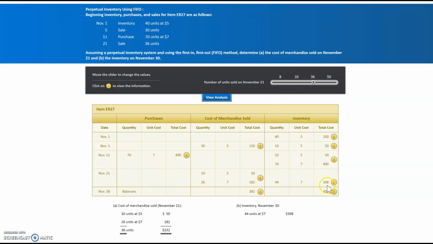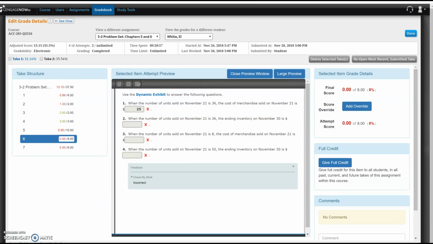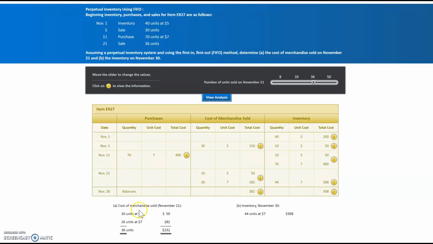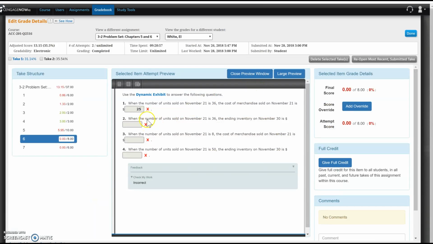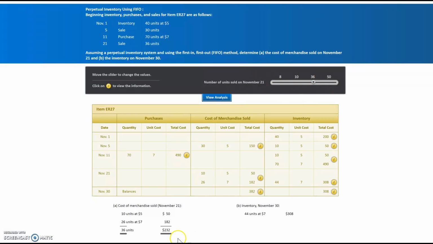And so we see the cost of merchandise sold, see this down here in A? They tell us it's 232. So that's what you'll put right here. And then right here, when it tells you in part 2, the number of units sold is 36, what's the ending inventory? So here we look at our 36 again. They tell us the ending inventory is 308. And that's just what we do with each of the ones.